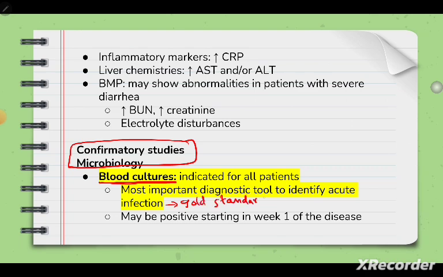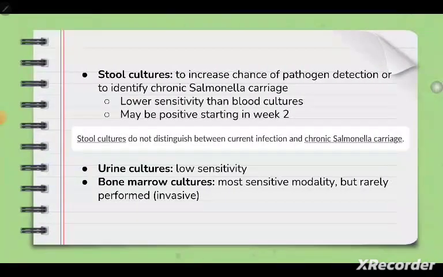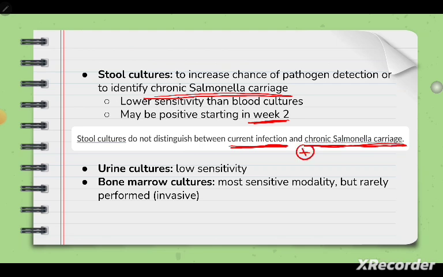And blood cultures can be positive starting from week 1 of the disease. Interestingly, we can do other cultures as well, such as stool culture, urine culture, or even bone marrow cultures. Stool cultures can increase the chance of pathogen detection or identify a chronic Salmonella carrier. But stool cultures are not preferred like blood cultures because they have low sensitivity, and they may be positive starting from week 2. More importantly, stool cultures cannot distinguish between a current or acute infection and a chronic Salmonella carrier, because it will be positive in both cases.